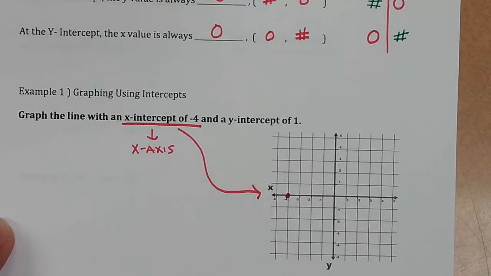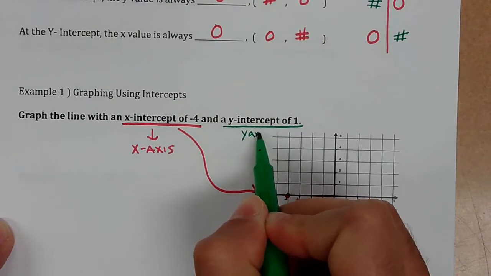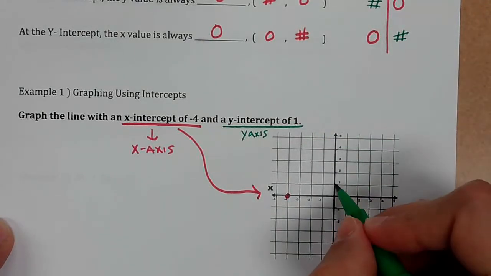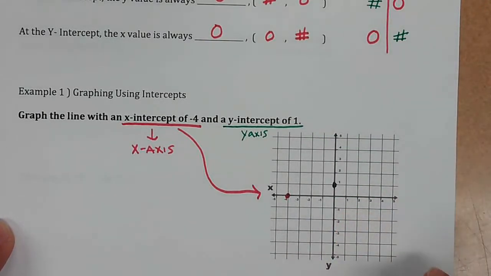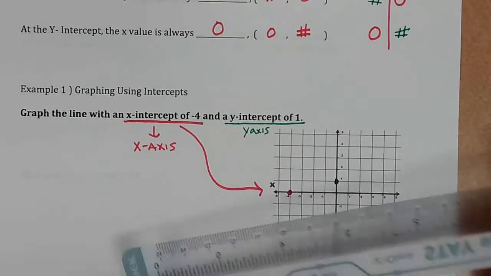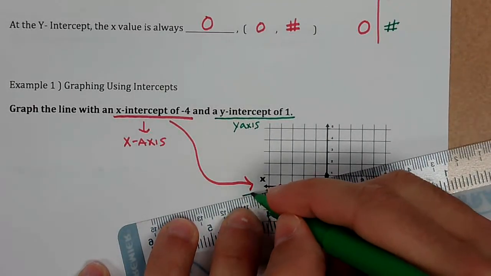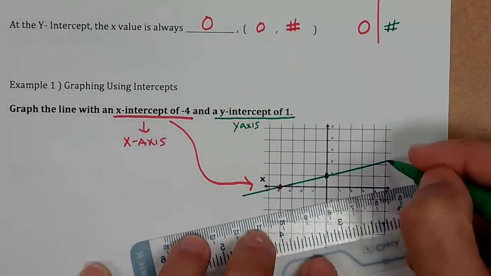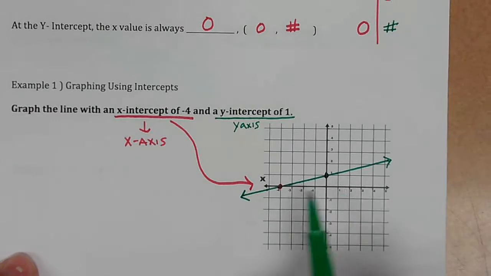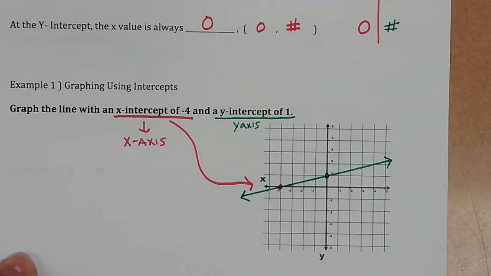The y-intercept is where it crosses the y-axis. We want a value of 1. So on my y-axis, I want a point at 1. Now, when I go through these 2 points, I will indeed have a line that satisfies those intercept requirements. So this line that I just drew meets those criteria. It has an x-intercept of -4, and it has a y-intercept of 1.